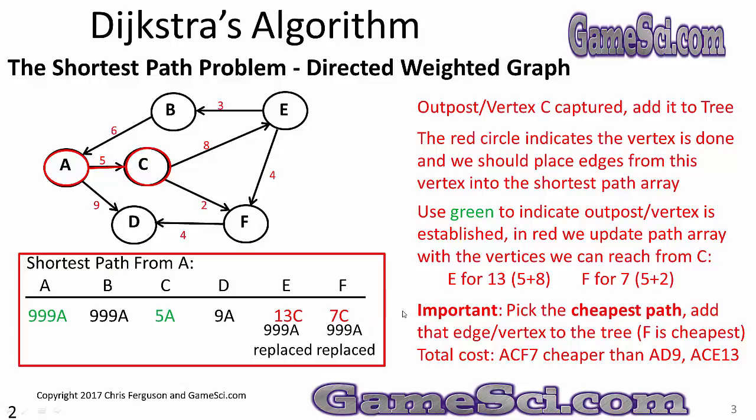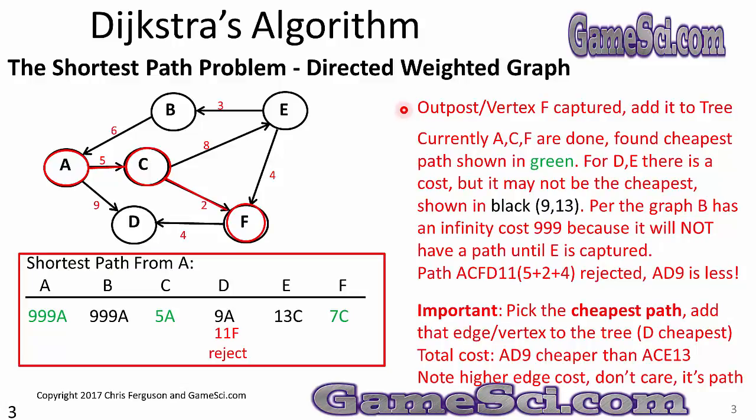At this point, it's important to pick the cheapest path, the total path. Add that edge/vertex to the tree. F is the cheapest path listed in the array to a place we haven't been yet. F is cheapest, add it next to the tree. The total cost ACF for 7 is cheaper than the AD9 that we have right there and the ACE13 that we have right there.